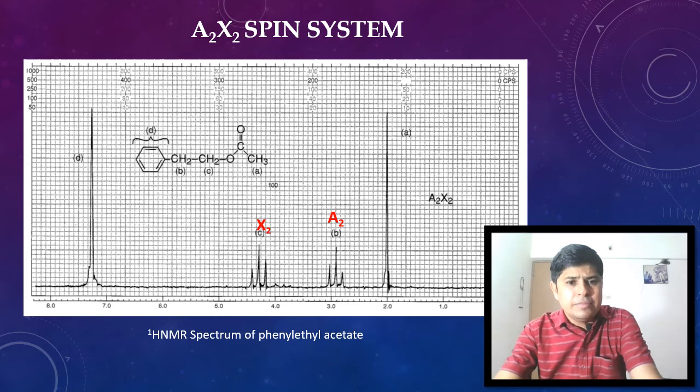Now how many protons are in this group and how many protons in this group? That will decide A2 and that will decide X2.